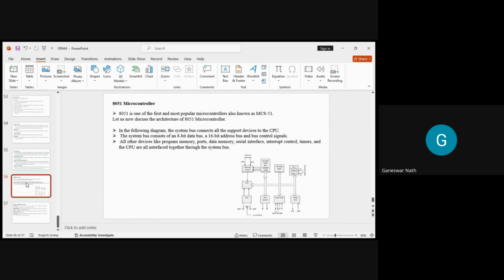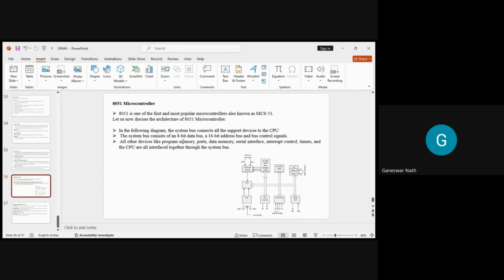Now I'm coming to the 8085 microcontroller. This is a microprocessor, which means it is a part for simple processing: whatever input we apply, it can execute and give the required output. But for microcontrollers, the first and most popular is the MCS51, and its architecture basically consists of the following units you can see.